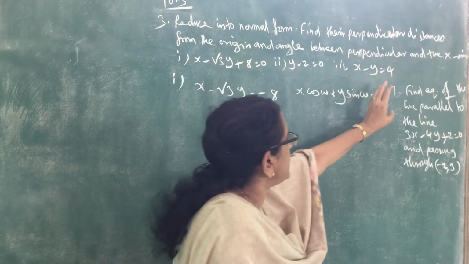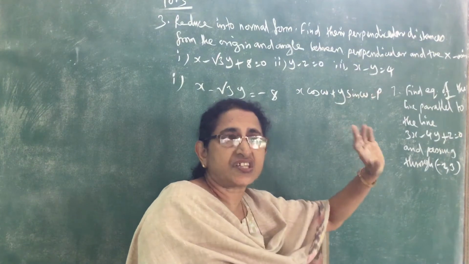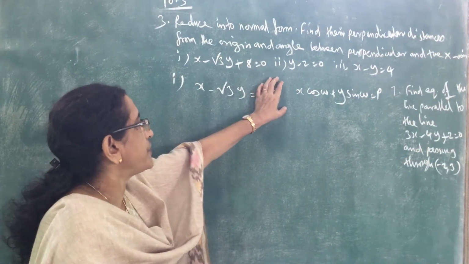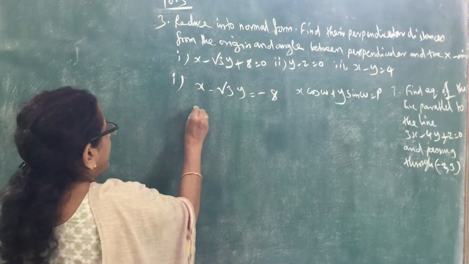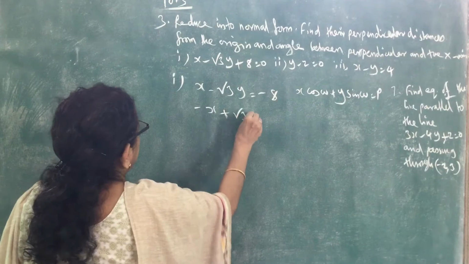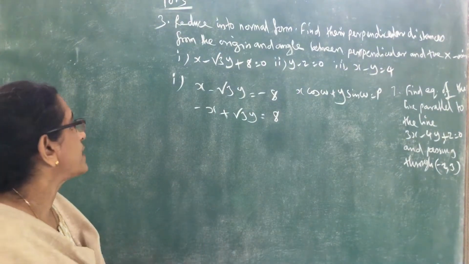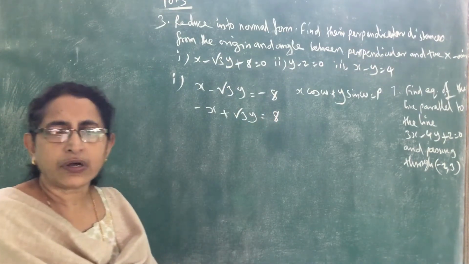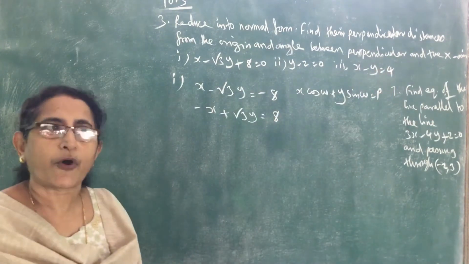So here we want the right side to be a positive number. Since P is the distance from the origin to the line, it will always be positive. For that, divide throughout the equation by negative 1. So we get minus x plus root 3y equal to positive 8. So this becomes negative, this becomes positive, this becomes positive. Now we have the right side constant positive.